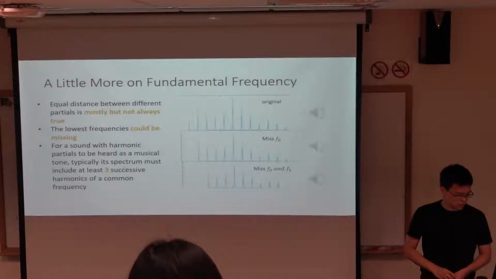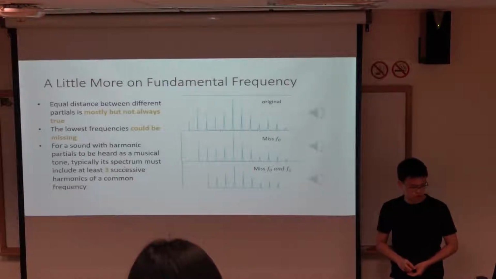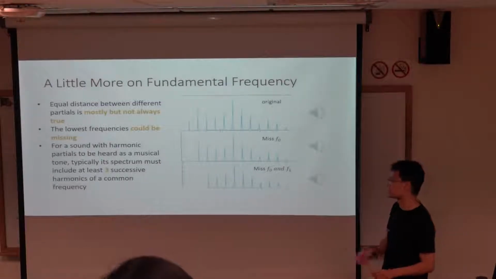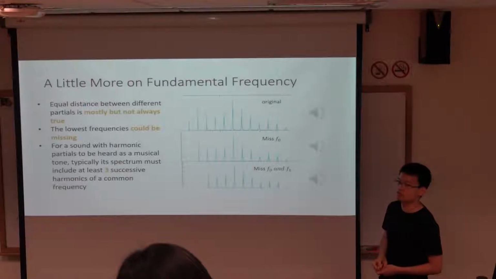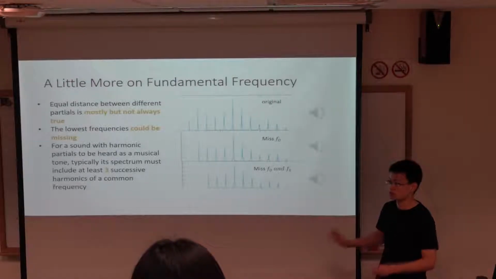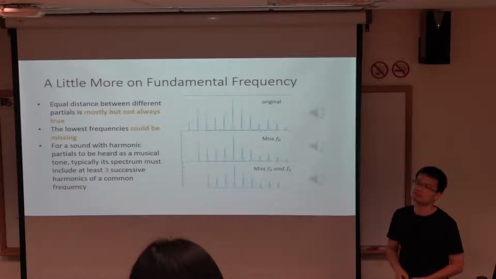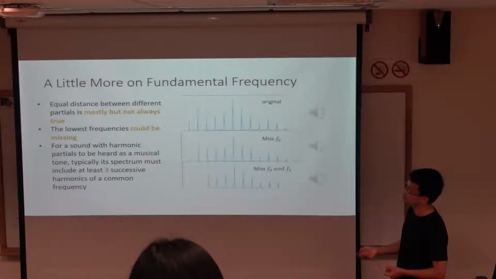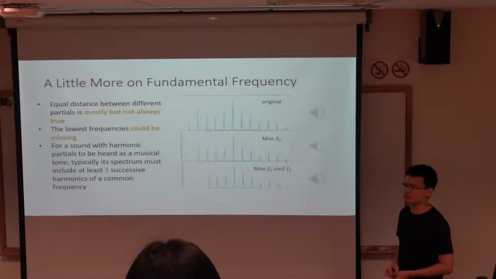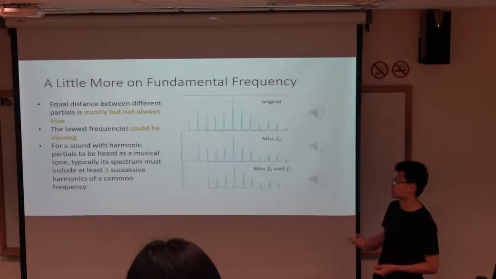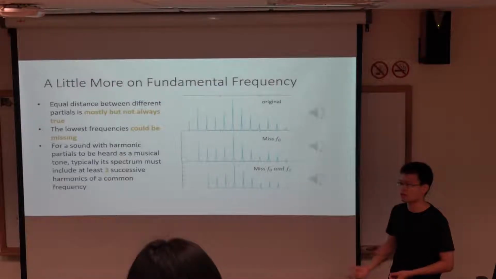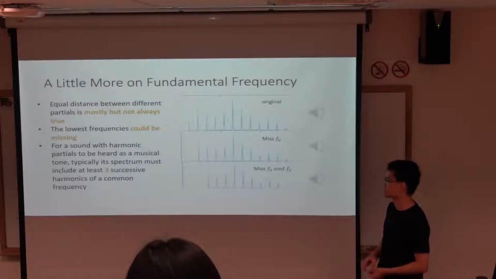And the third point is that for a sound with harmonic partials to be heard as a musical tone, typically it contains at least 3 frequency partials. This comes from people's experience. So don't ask me why it's 3, not 4, not 2, not 5. Okay, that's experience.